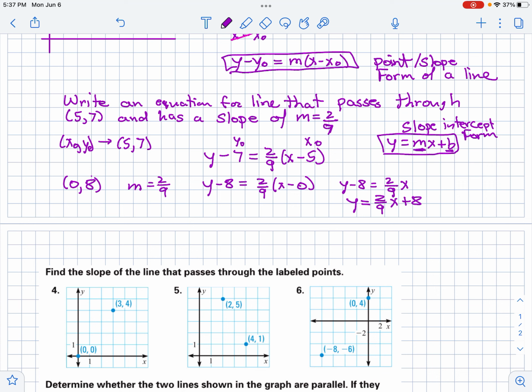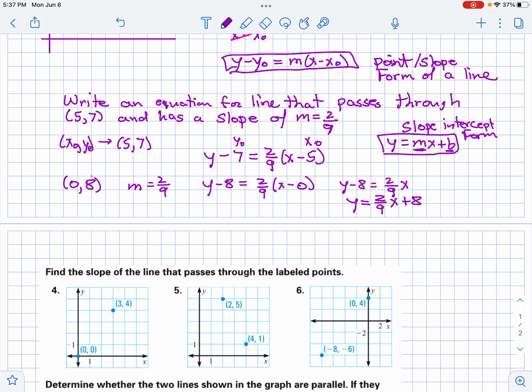Let me skip down here a little bit to get some more room. Let's suppose that we have these 2 points: 1, 7, and 4, 2. And I want to write the equation for a line that passes through those 2 points. Well, here I go. I need the slope. So I got 7 minus 2 over 1 minus 4. Difference of the y's over the difference of the x's. And that's going to give me a negative 5/3.